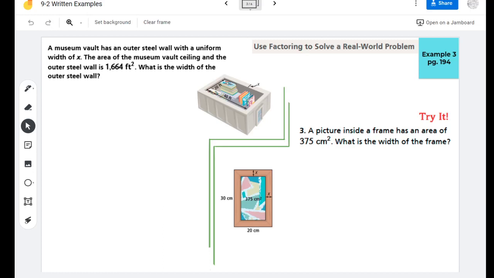In today's video, I'm covering example 3 from lesson 9-2 in the SavvasRealize Algebra 1 textbook. The goal of today's video is to use factoring to solve a real-world problem.